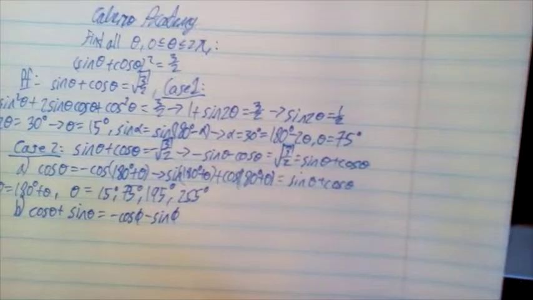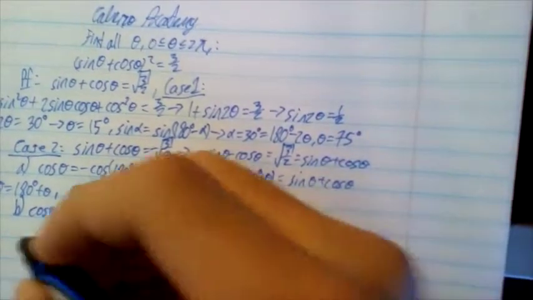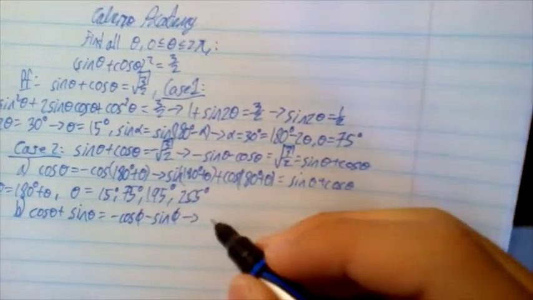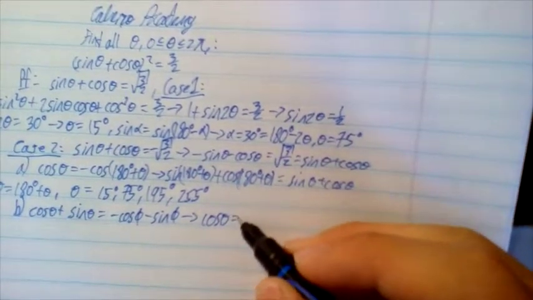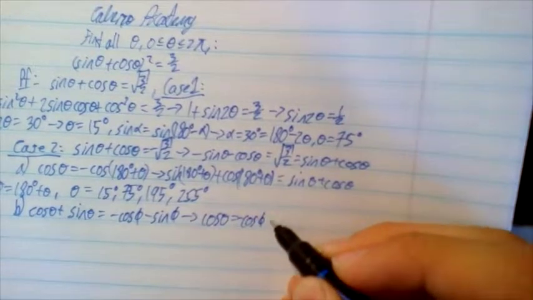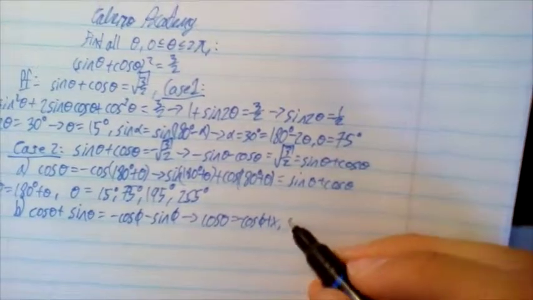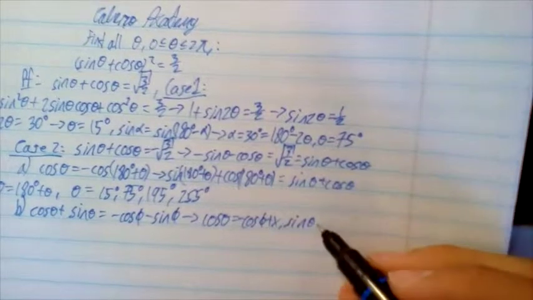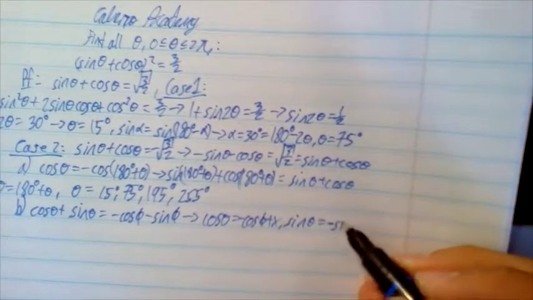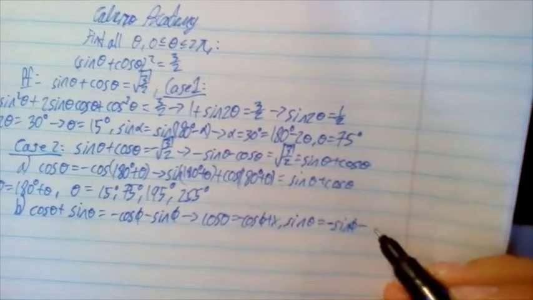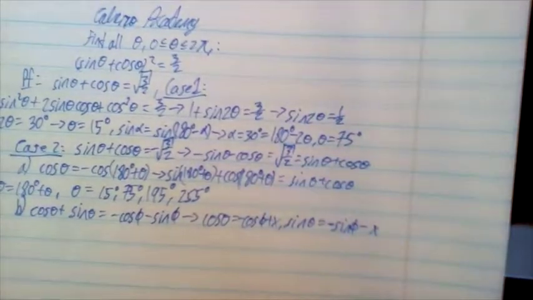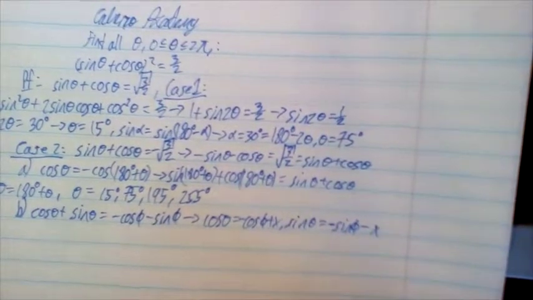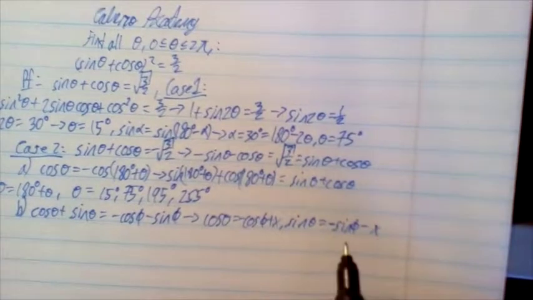So, maybe instead, let's reorganize this: cos theta is equal to minus cos phi plus x, and sine theta is equal to minus sine phi minus x, for some integer, for some arbitrary x. Next, let's try to get rid of the x's and equate these two equations.